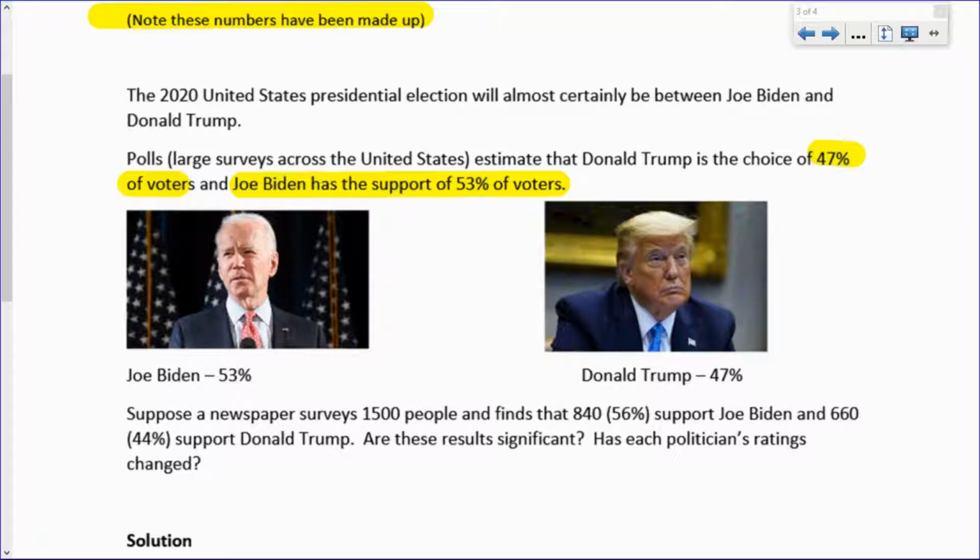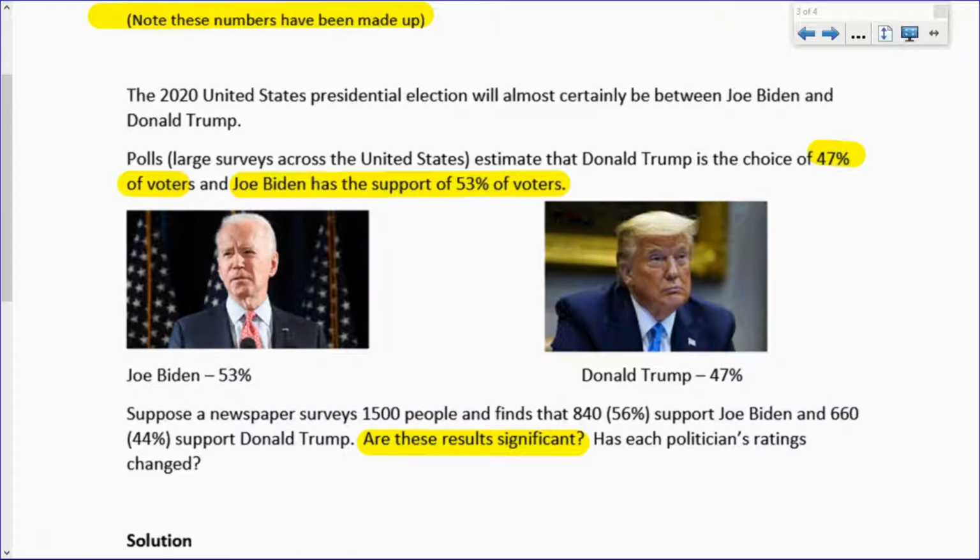Okay, so suppose a newspaper, often newspapers do polls, surveys 1,500 people, and finds that out of those 1,500 people, 56% support Joe Biden, which is 840 people, and 660, or 44%, support Donald Trump. So we had more support for Joe Biden than you would expect, is one way of looking at it. Is that result significant, or is it not really that surprising that we would have got that? Could we make the conclusion that Joe Biden's support is going up and Donald Trump's support is going down?